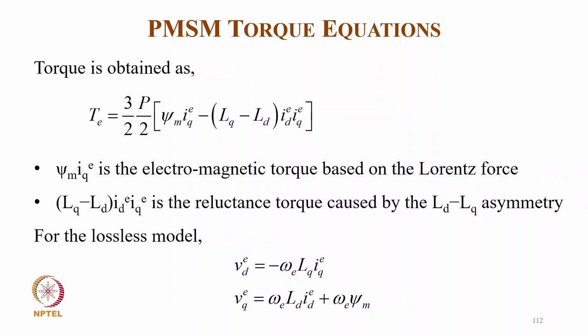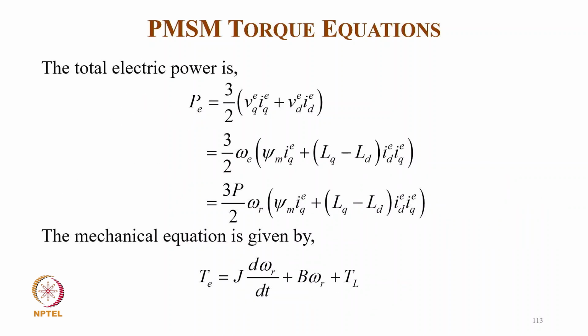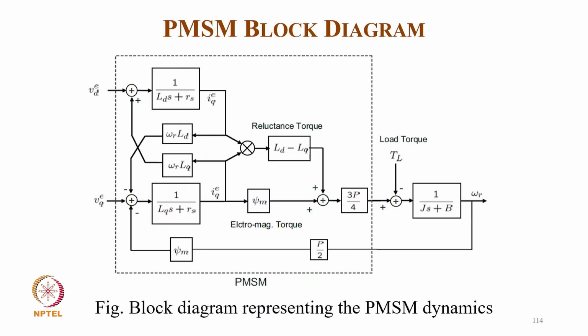And for the lossless model, vd equals minus omega e lq iq and vq equals omega e ld id plus omega e phi m. So the total electric power is P equals 3/2 in brackets vq iq plus vd id, equal to 3/2 omega e in brackets phi m iq plus ld minus lq into id iq, equal to 3/2 omega r in brackets phi m iq plus ld minus lq into id iq. The mechanical equation is given as T equals J d omega r/dt plus B omega r plus TL.